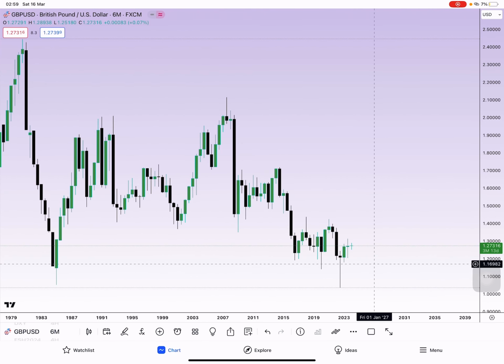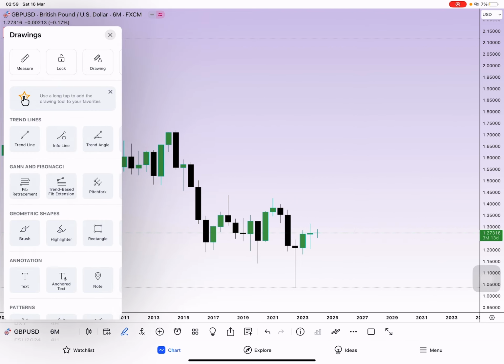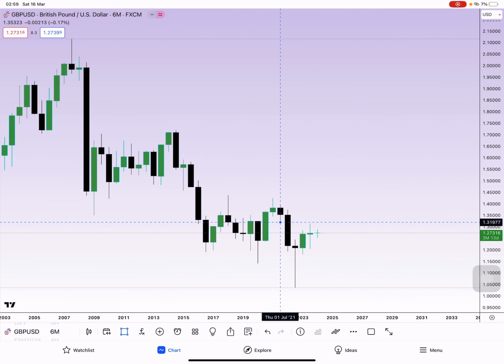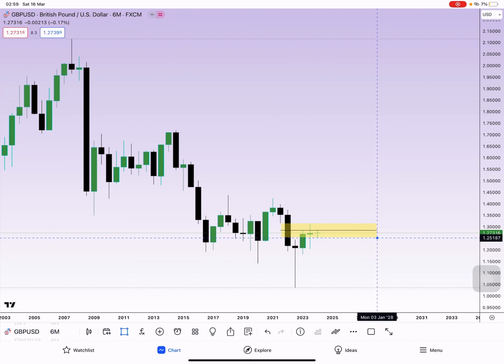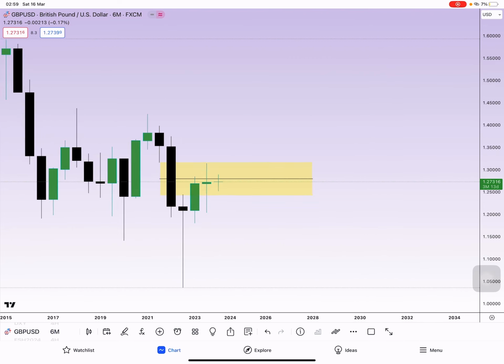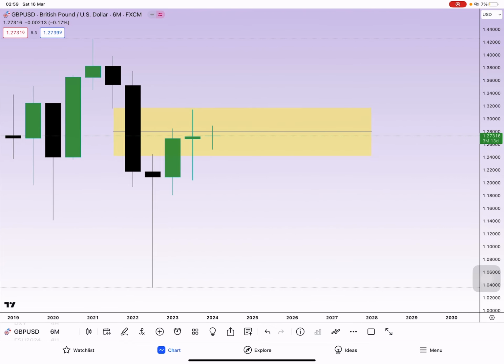It's in this fair value gap right now. The market is at a very crucial and important point. Let me mark it for you. Yeah, so we are going to focus on this 6 months fair value gap.